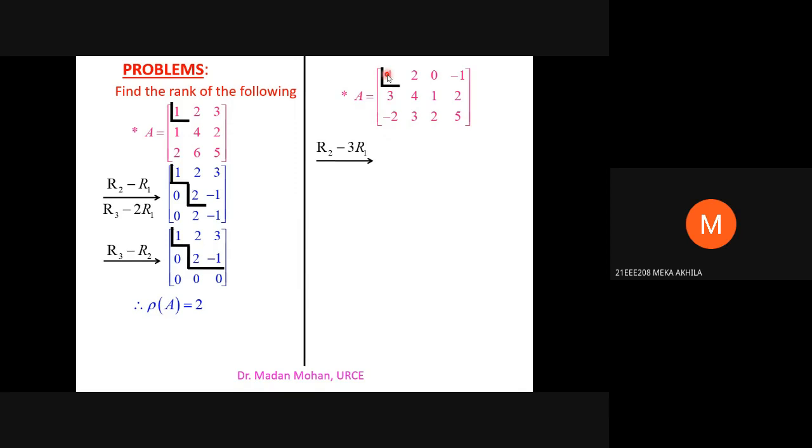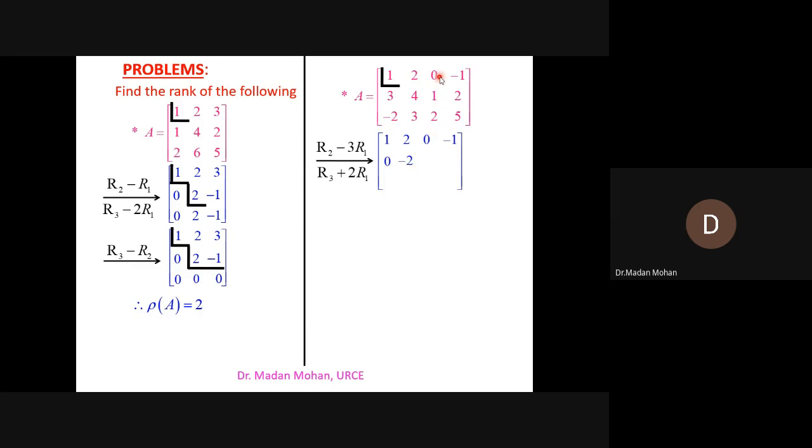R3 plus 2R1. Very good. The first row remains the same. Now, the second row, we are replacing with the second row minus 3 times the first row. 3 minus 3. 4 minus 6. Please, 3 twos are 6. 4 minus 6 is minus 2.